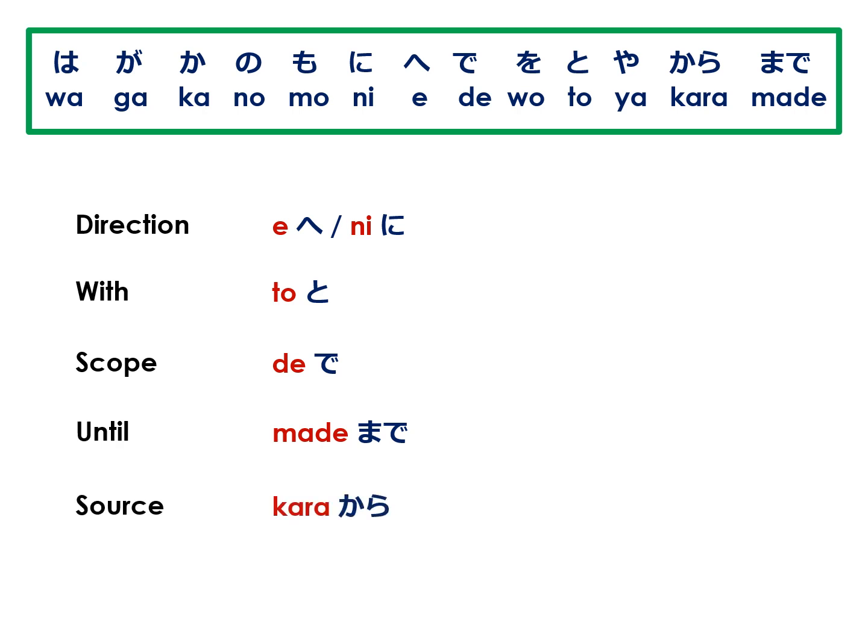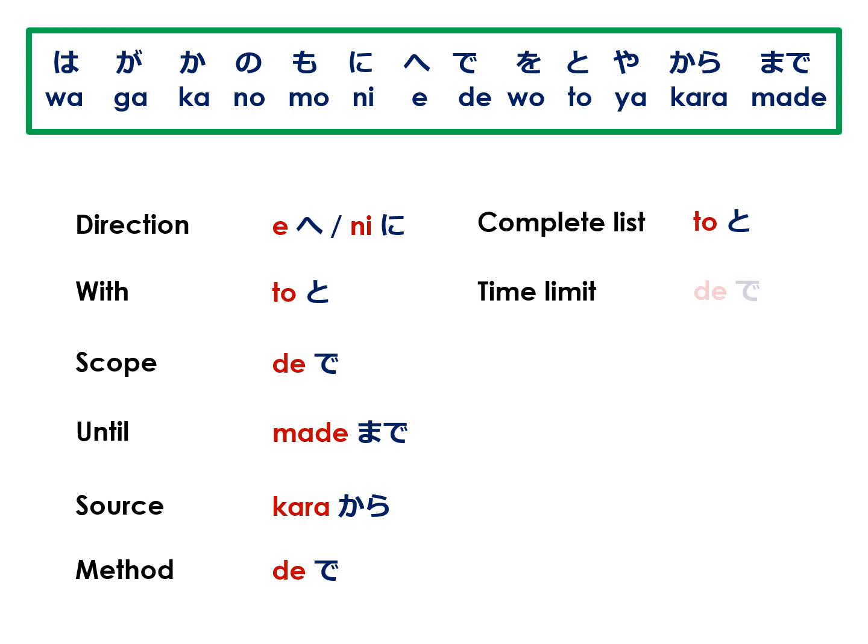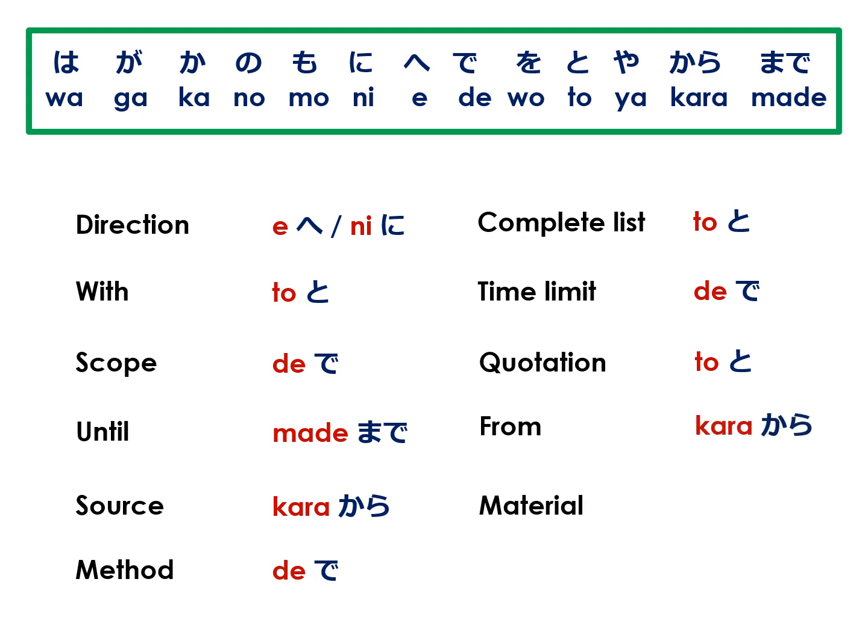Source. Kara. Method. De. Complete listing. To. Time limit. De. Quotation. To, from. Kara, material or what something is made of. De, and. To. It's very important that you have most, if not all of these functions pinned down.